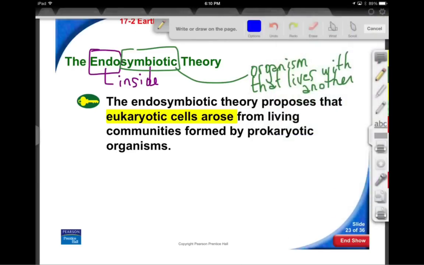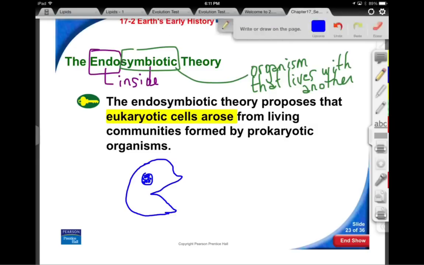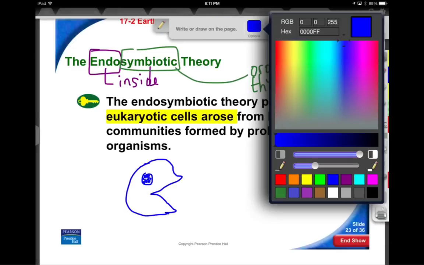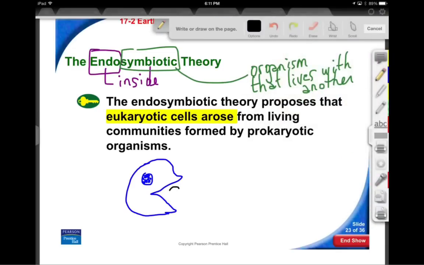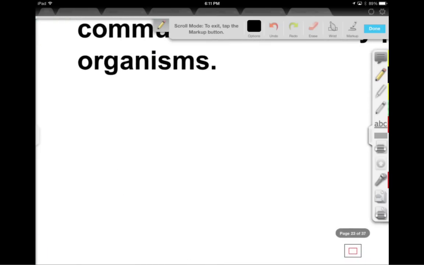Let's go to a blue here. We think that the cell, and I'll draw it like a Pac-Man, one day went out seeking or engulfing another food source. But what actually happened, it engulfed a food source. Now, this is just a theory, mind you, but we have quite a bit of evidence because they live together now. And if you look at this up close, I'll zoom in.